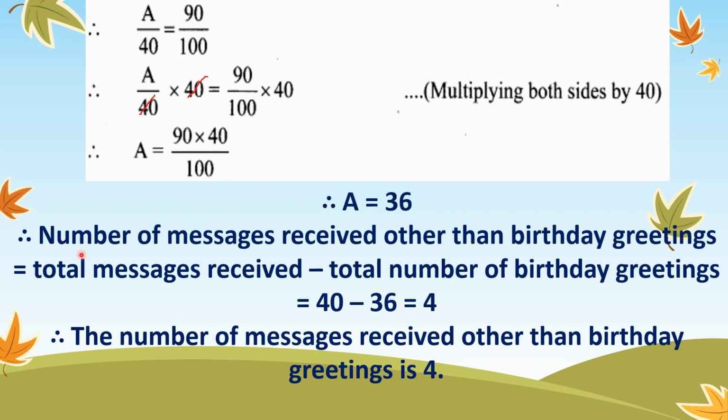So the number of messages received other than birthday greetings is equal to total messages received minus total number of birthday greetings. So total messages received, that is 40, minus total number of birthday greetings, that is 36. So 40 minus 36 is equal to 4. So the number of messages received other than birthday greetings is 4.